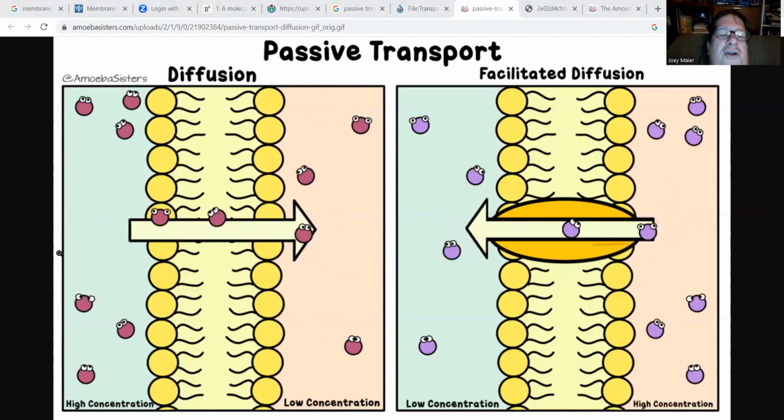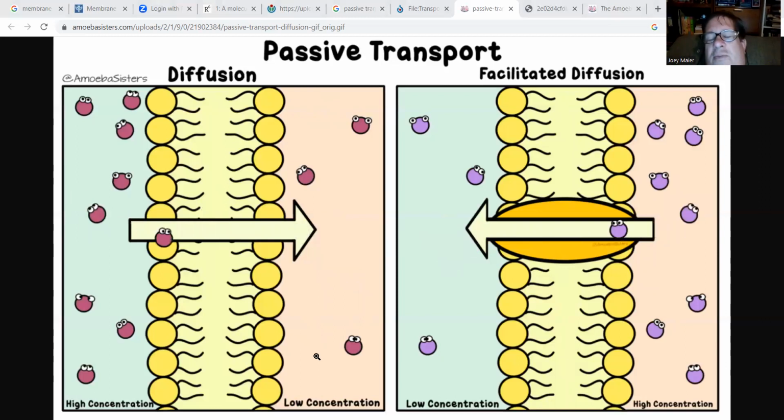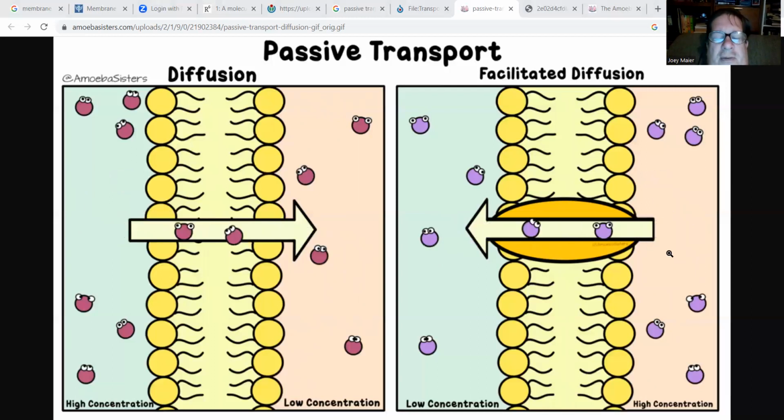So if it's ordinary diffusion, they can pass right through the membrane. That would be something small, nonpolar. It goes through that pretty well. If it's a polar thing, it's going to need some help. It's going to need to be facilitated, and it's going to get through by going through a channel protein, something like these ion channels in this diagram.